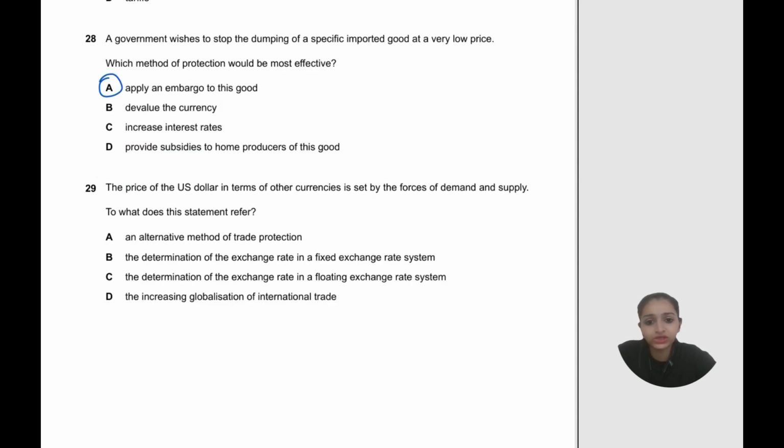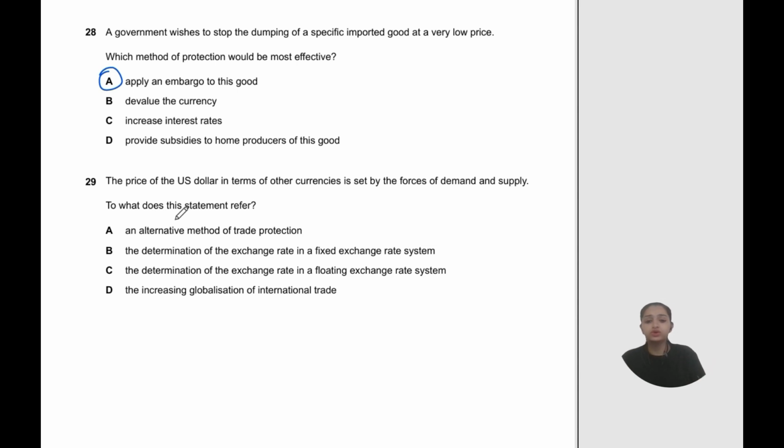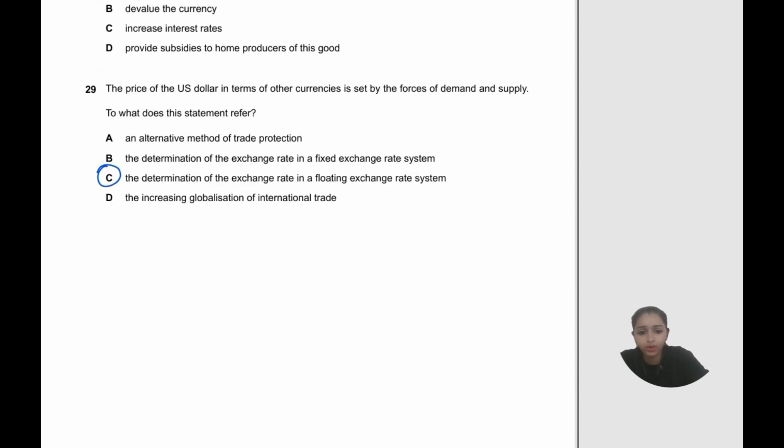The price of the US dollar in terms of other currencies is set by the forces of demand and supply. Straight away, we know this is a floating exchange rate that is followed. To what does the statement refer? An alternative method of trade protection? No. The determination of exchange rate is fixed? No. The determination of exchange rate is floating exchange rate? Yes. C. And last one is the increasing globalization of international trade. No, this is something to do with the floating exchange rate, and we have straight away marked this.